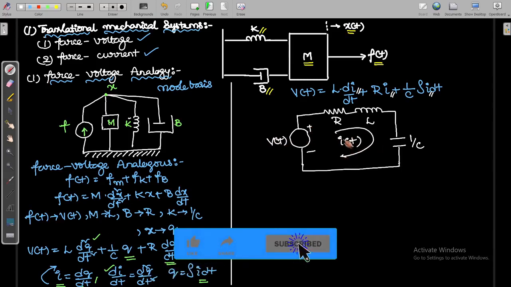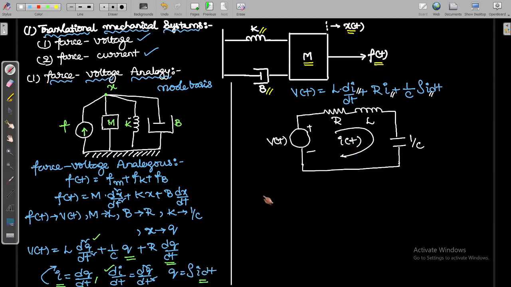This is the force voltage analogy. Now let us write the second one also, force current analogy. So how to draw for the same problem force current analogy? There is one simple key point while you are dealing with force current analogy. What are the elements there? You have to connect all the elements in parallel. That point also you can remember. How you are getting it, you can justify here. So let us write force current analogy.